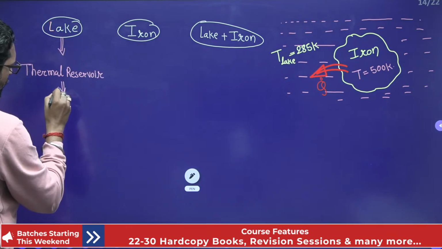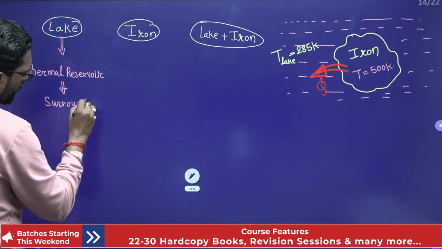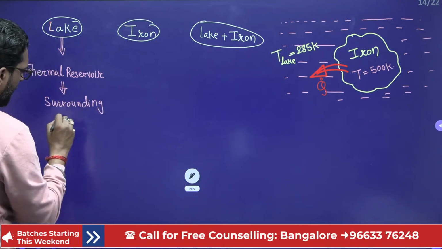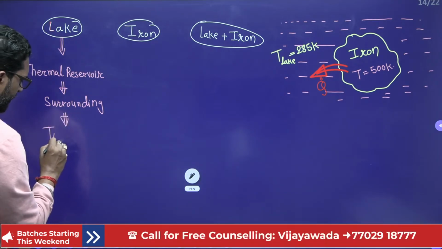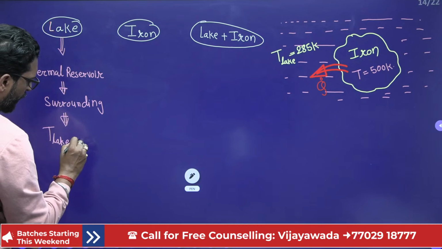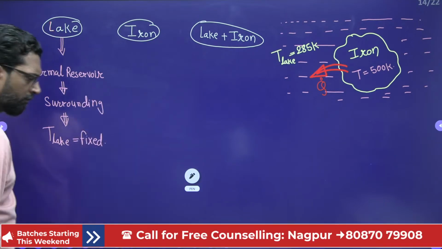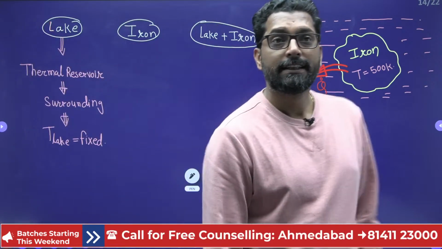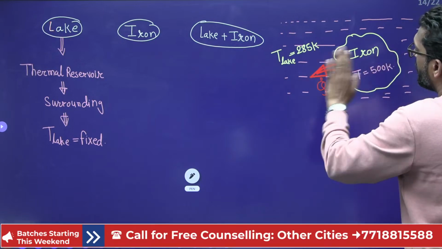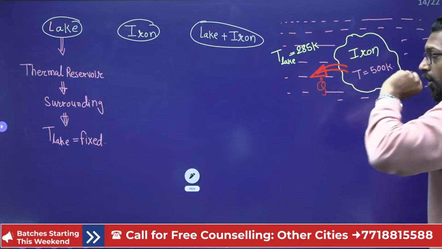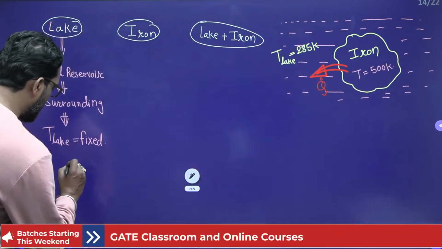Act as a surrounding. This is your surrounding, and if this is your thermal reservoir, then the temperature of the lake is fixed. It is not changed. That means if heat is rejected to the iron block, the temperature of the lake doesn't change. The temperature of the lake is fixed.